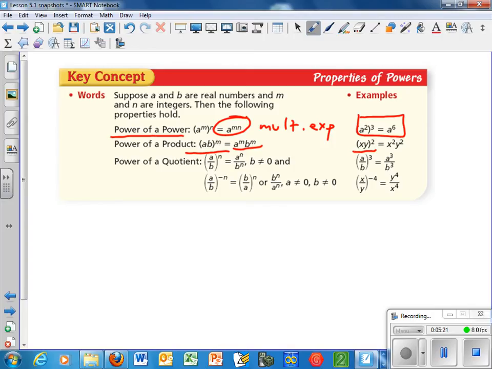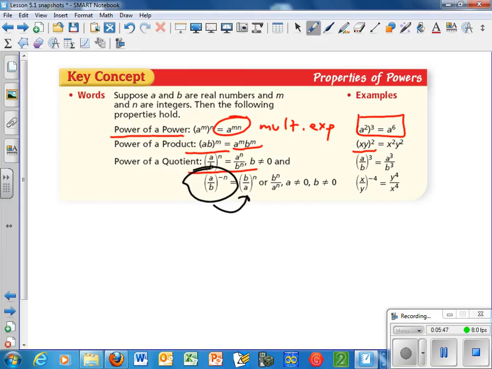If you have a fraction, or quotient, basically it says you take the top and the bottom part to the outside power. This part of it right here, when you have a fraction to a negative exponent, automatically make it a positive exponent, and you take the reciprocal on the inside. So if it was a over b, it becomes b over a. You basically invert the fraction.